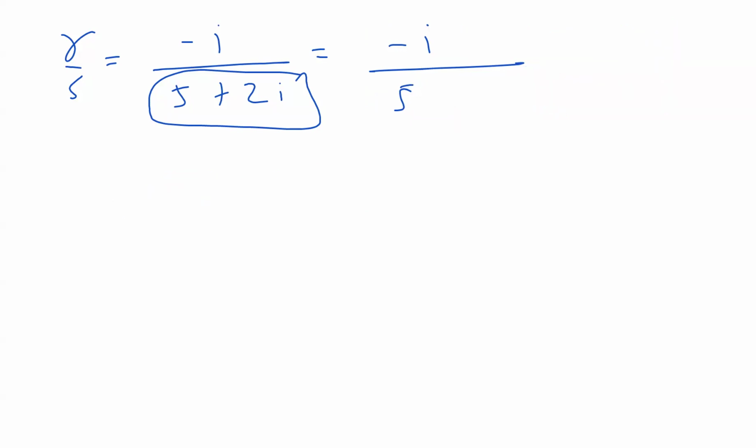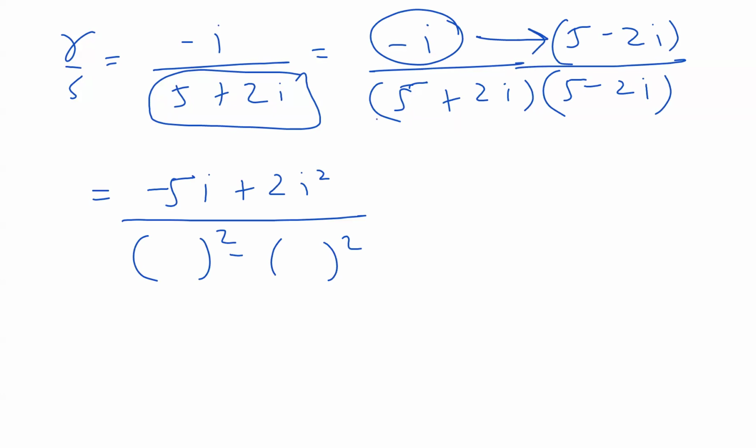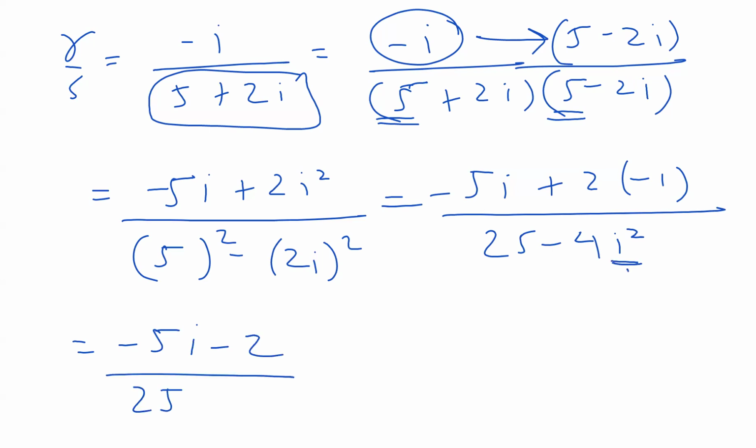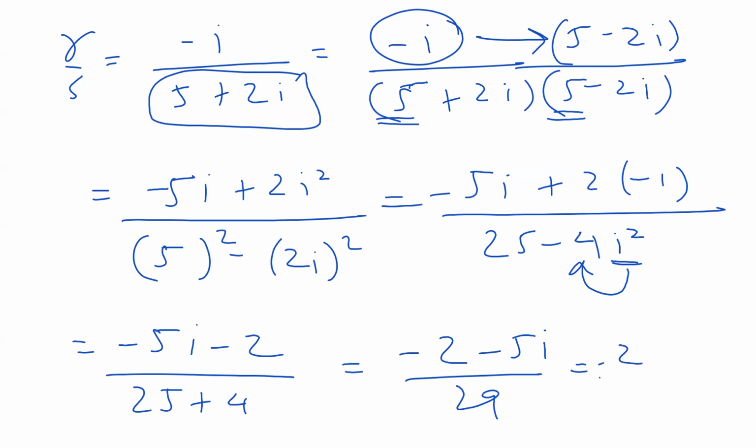Okay, so a is 5 and b is 2i. So (-5 + 2i) square. i square is -1, and this is 25 - 4i square. Okay, so -5i - 2. 25, i square is -1, -1 into -4 is +4. So (-2 - 5i) upon 29. So this will be -2 by 29 - 5 by 29 i.